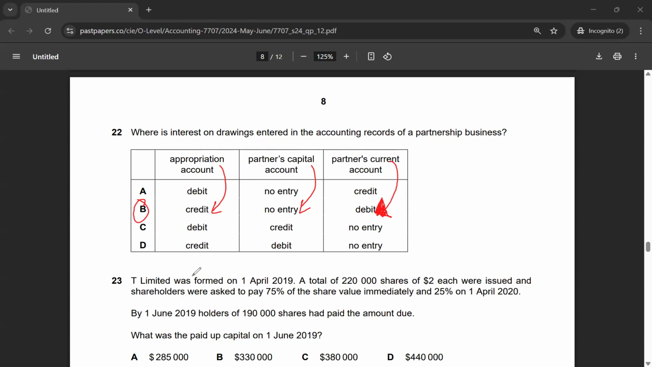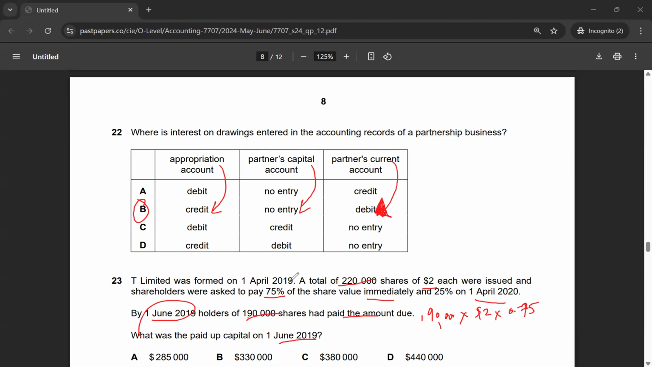Let's look at multiple choice 23. T Limited was formed on 1st April 2019. A total of 220,000 shares of $2 each were issued, and the shareholders were asked to pay 75% of the share value immediately and 25% on 1st April 2020. By June 1st, 2019, holders of 190,000 shares had paid the amount due. What was the paid up capital on 1st June 2019? So 190,000 shares have been paid. It's $2 each, and they must have paid 75% because the immediate required payment is 75%.